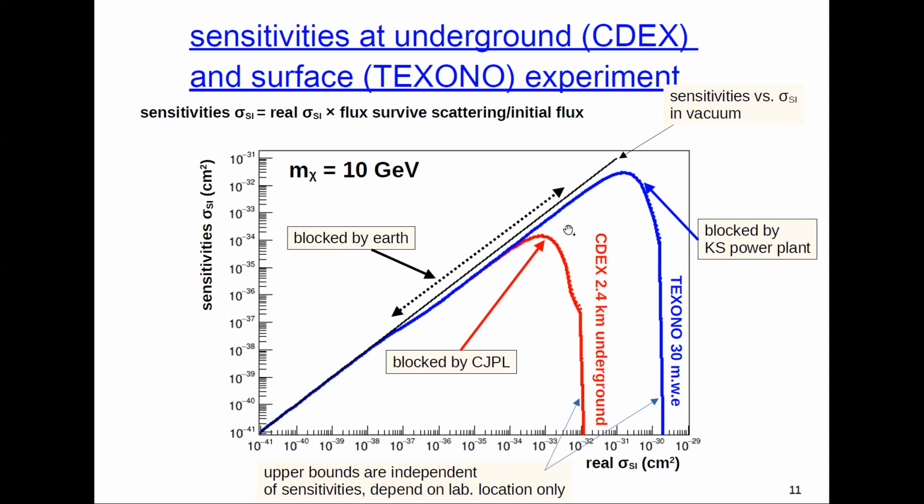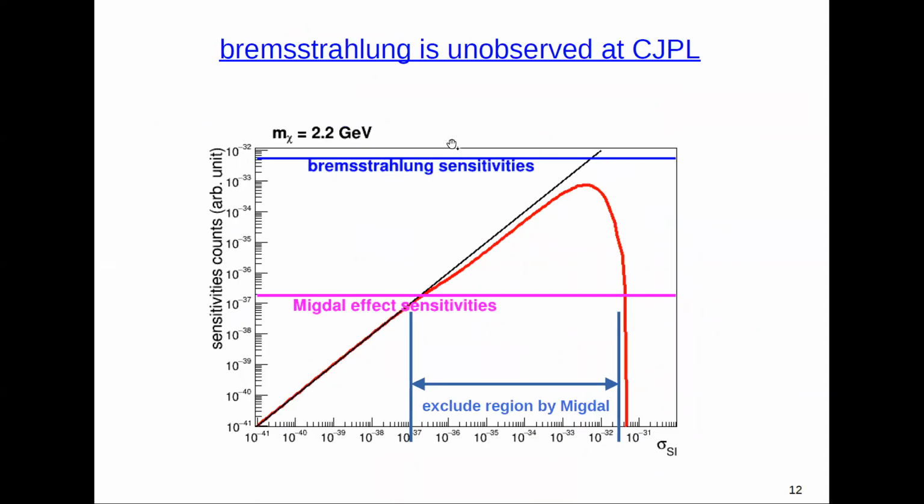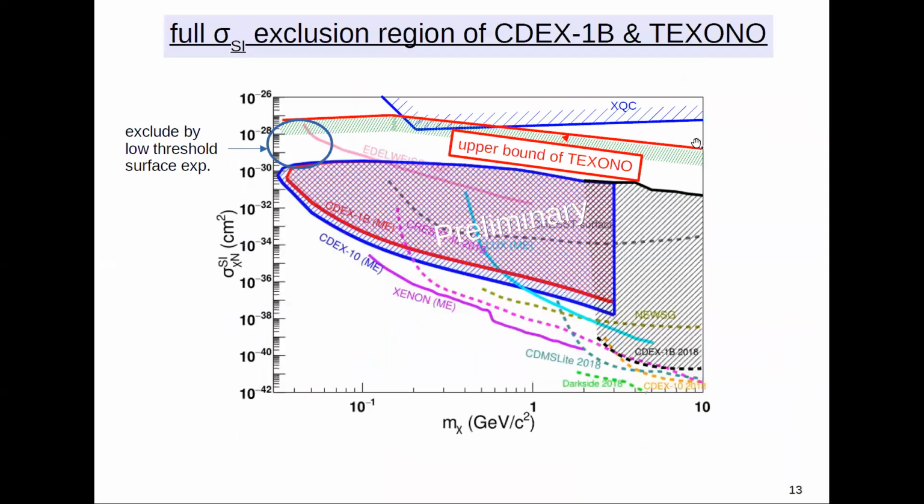Shown here, the red curve is CDEX, and the blue curve is the TAUP experiment, which is at the surface. So it allows more dark matter, and it will probe the higher cross section region, which is unable to be probed by CDEX. This is why, because of this sensitivity, the dark matter cannot be observed at the underground lab. So this is the result.